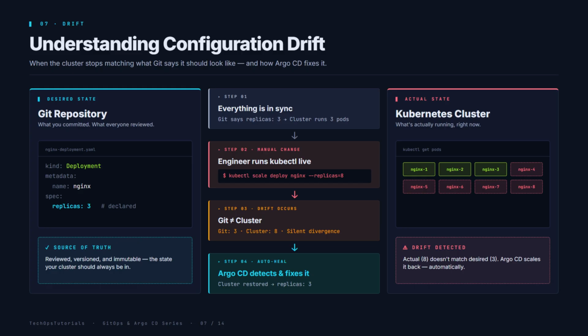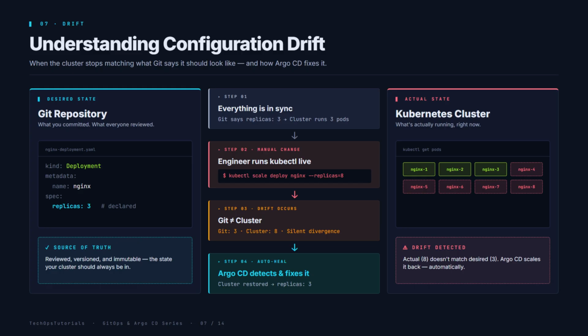Everything is working correctly at first. The Kubernetes cluster is also running 3 replicas, so both Git and the cluster are in sync. Now imagine an engineer logs into the cluster and runs this command: kubectl scale deployment nginx --replicas=8. The cluster immediately changes from 3 replicas to 8 replicas. However, the Git repository still says the application should have only 3 replicas. Now Git and the Kubernetes cluster no longer match. This difference is called configuration drift.